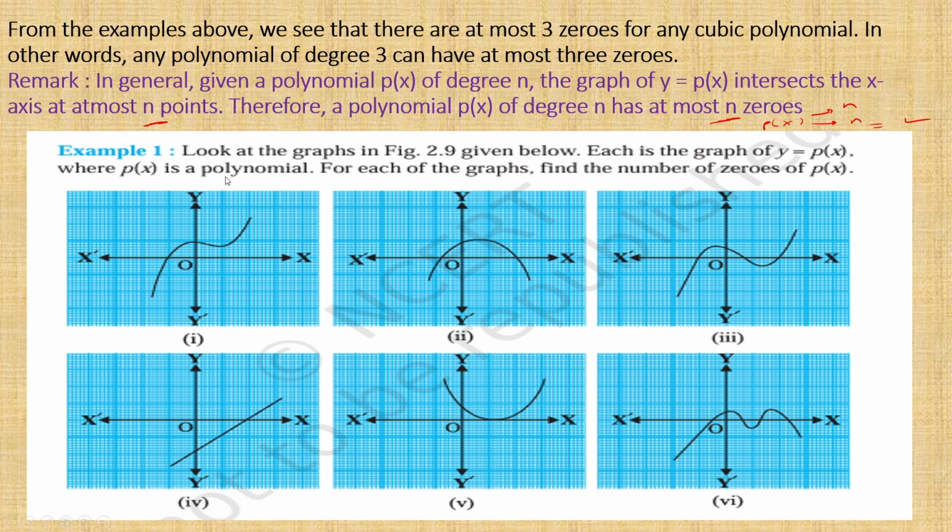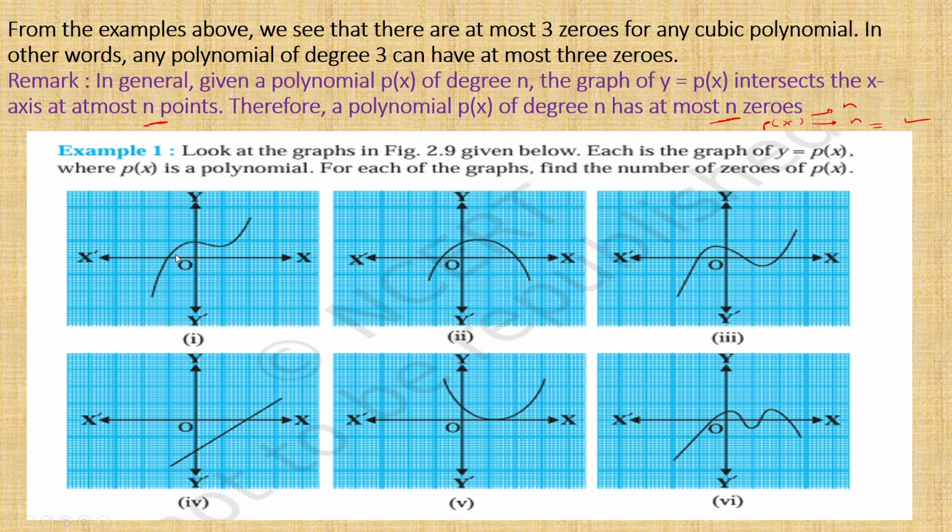Okay. Here, if we see an example, look at the graphs in figure 2.9 given below. Each is the graph of y is equal to p of x, where p of x is a polynomial. For each of these graphs, find the number of zeros of p of x. So from this graph, how can we say the number of zeros of the polynomial? First we take the graph and search where the graph intersects the x-axis and at how many points it intersects the x-axis. That is nothing but the zeros of the polynomial.